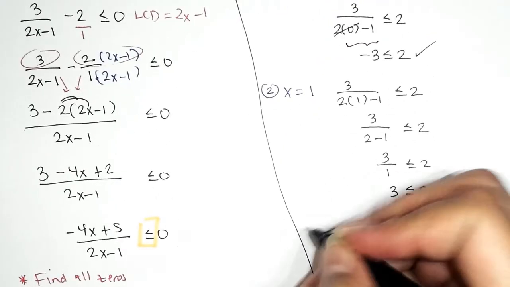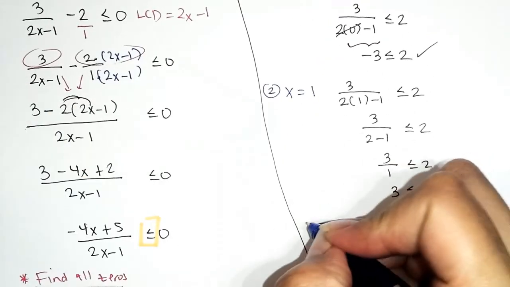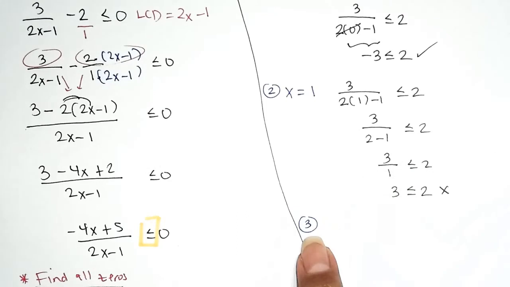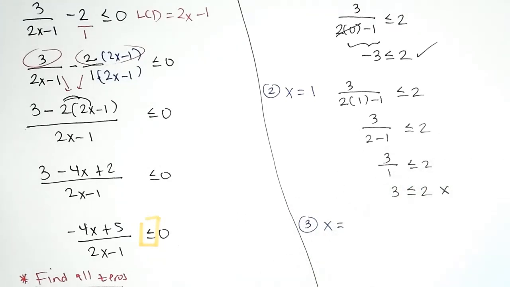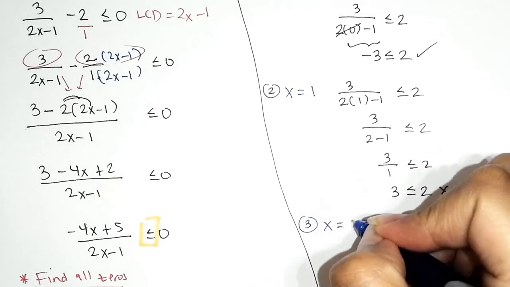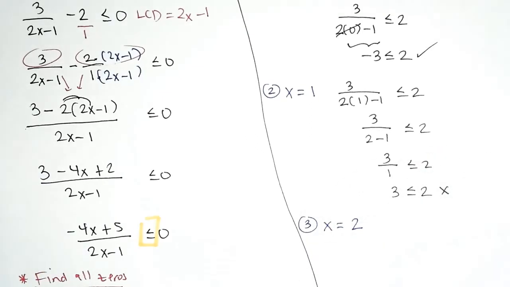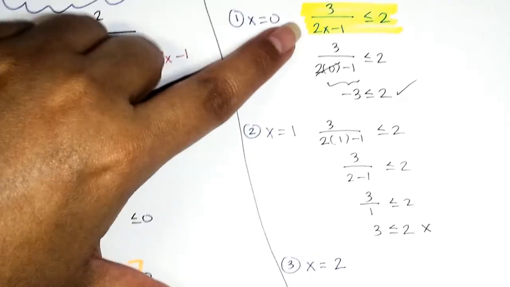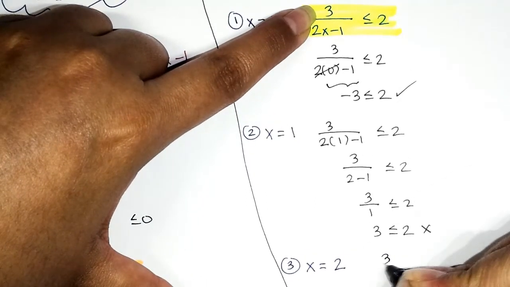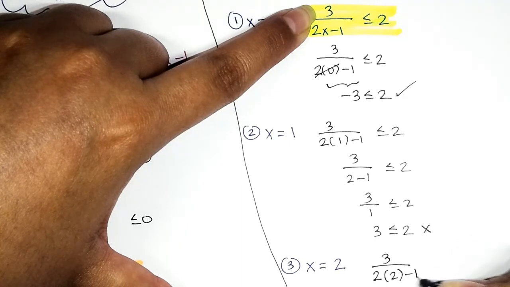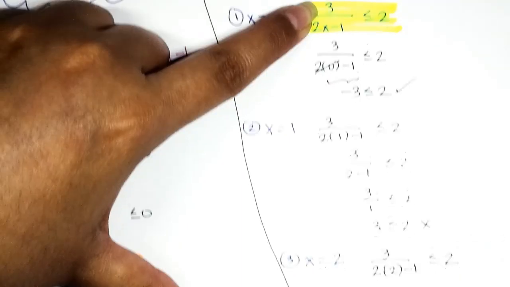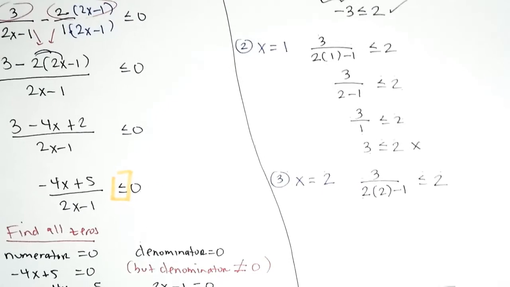Okay, so let's test out the third and final interval. So again, tell me what interval number you're testing. Highlight, make a note of what test value you're picking and then plug it in. Okay, so I'm going to plug it into the same one. Okay, so we have 3 over 2 times x minus 1, and I need to know, is that less than or equal to 2? So let's do this.